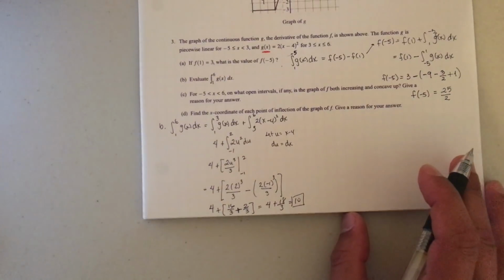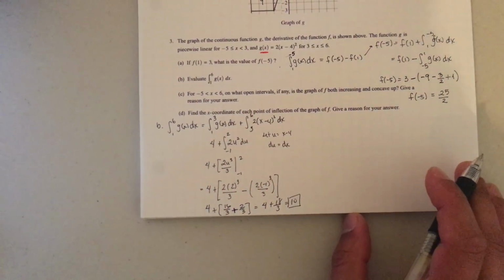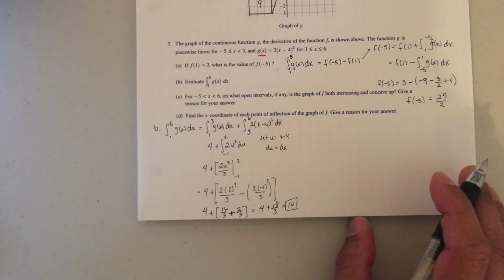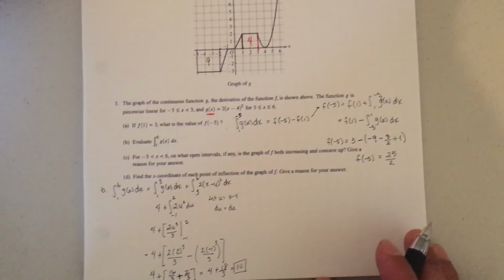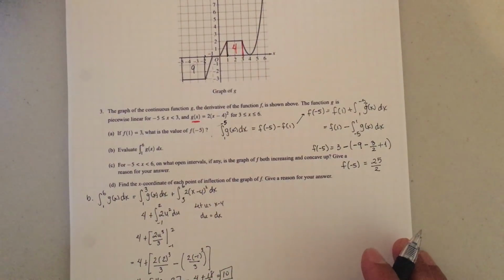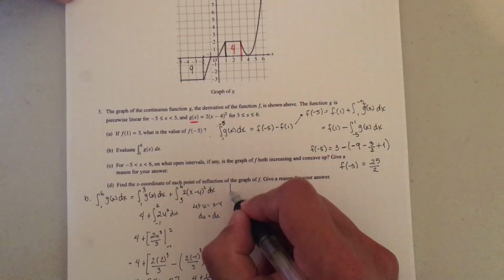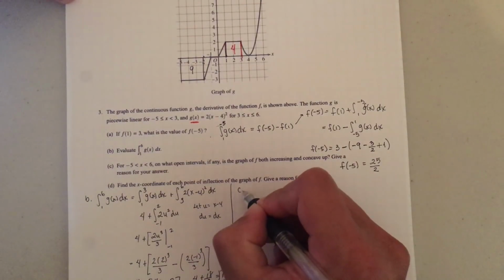They're not testing your arithmetic. They're testing your calculus. And besides, the test is timed. All right, that's part B, now part C. Let's go ahead and do part C.